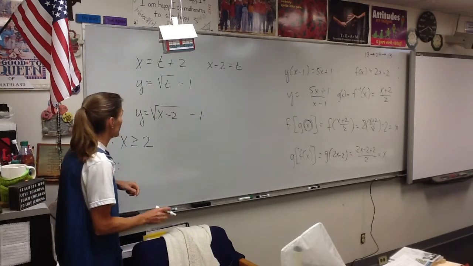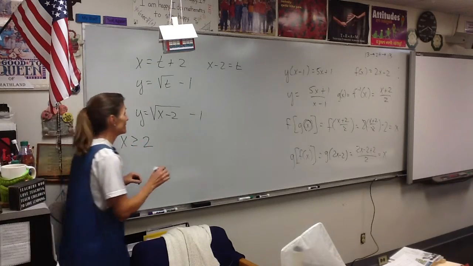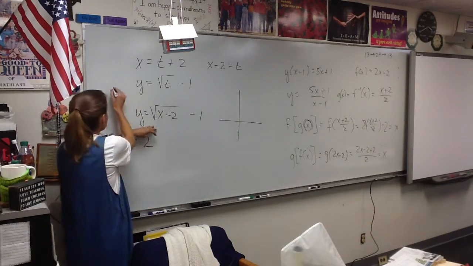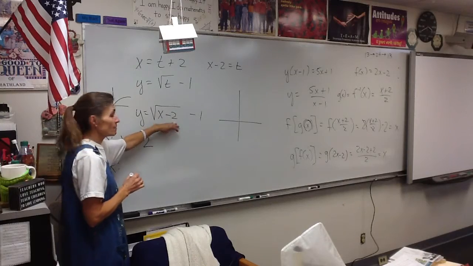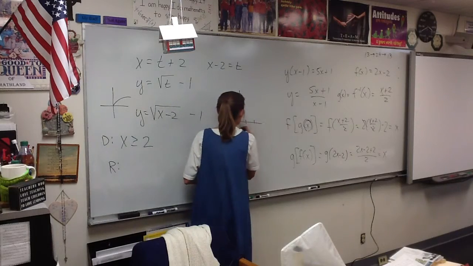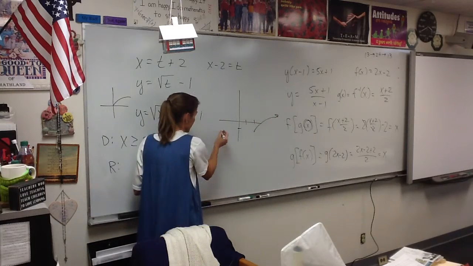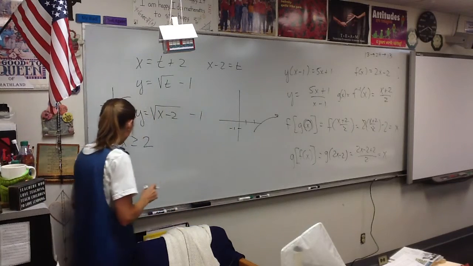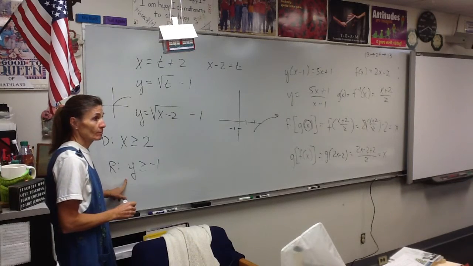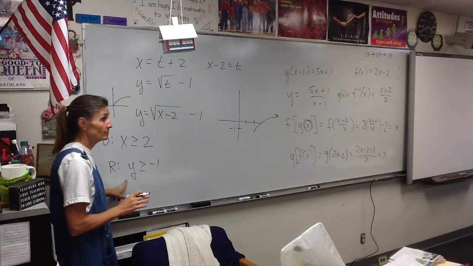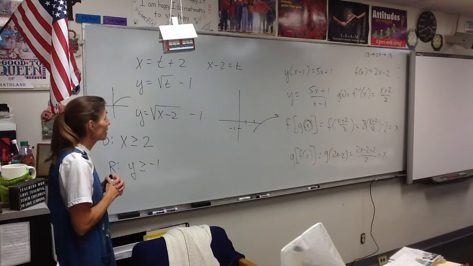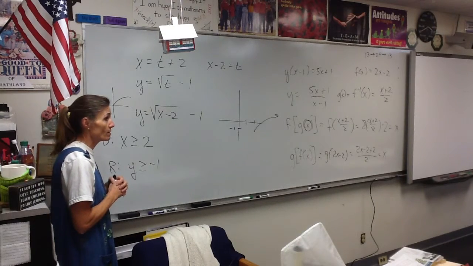And that, for some of you, might be a little bit tough until you draw a picture of this. Could you draw a picture of this? Yes, you could, because you know what shape it is. And how has it been moved? Right 2, down 1. So if we draw that, this is -1. Can you see that the range is everything greater than or equal to -1? Is everybody okay with that? Good. All right, anybody else have a question about one of these problems?